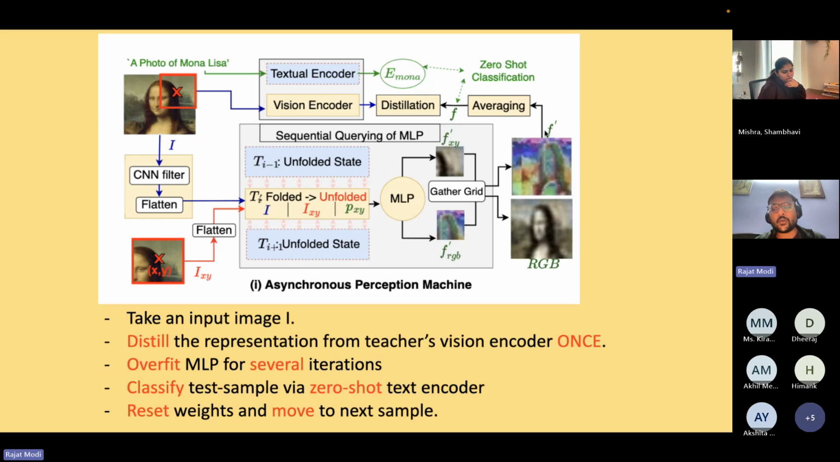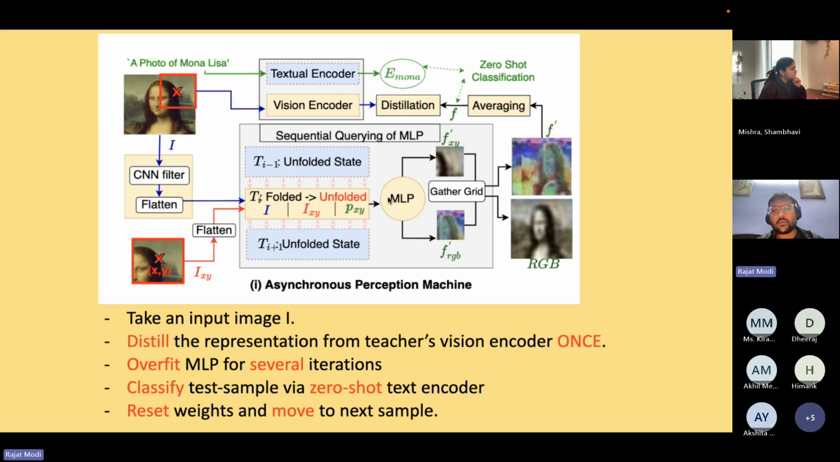So you do this for 20 iterations, and then you use the teacher's textual encoder to classify the sample. Once you have started predicting nice features f dash after 20 iterations, you become aligned to the teacher's textual encoder in the contrastive space. So you can use the teacher's textual encoder to do a direct zero shot classification. And once you have done that, you move on to the second test sample and you can reset the weights of this whole network.